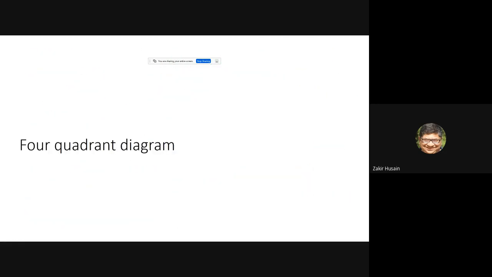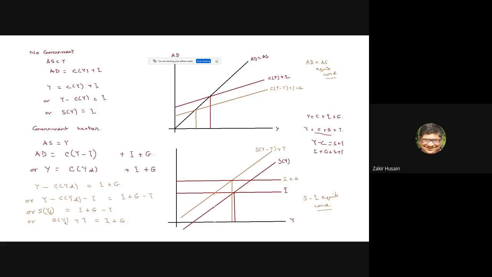Okay, so I'll just recapitulate. In the simple Keynesian model, without the government sector, the equilibrium condition is simply aggregate demand, which is consumption plus investment, equal to aggregate supply. This condition, Y equal to consumption plus investment, can be restated as investment equal to savings. So if we use aggregate demand and aggregate supply, this is the condition, and if you want to use I equal to S, this is how we draw it.